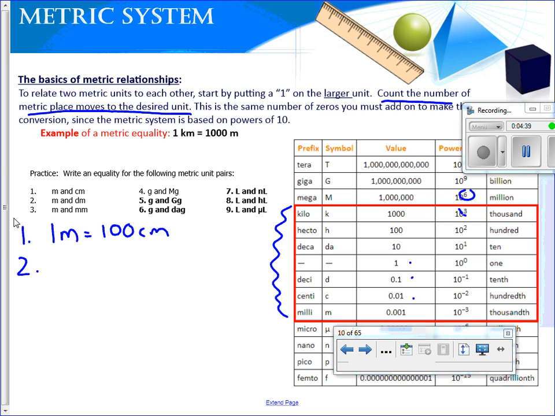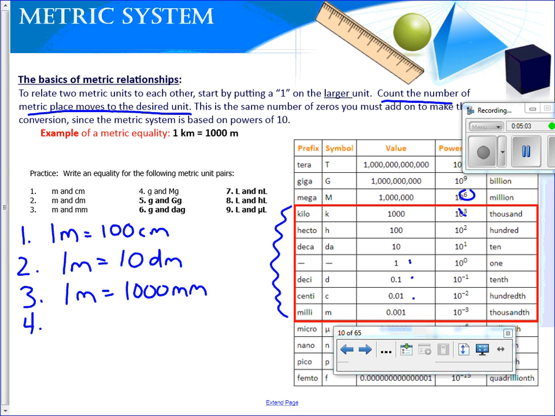The largest unit out of a meter and a decimeter would be a meter. And then you come over here, you're trying to get to decimeter. You're going to move 1 spot. Get decimeter here. Number 3, a meter and a millimeter. So a meter is the largest, and it would take 1,000 millimeters are in 1 meter.